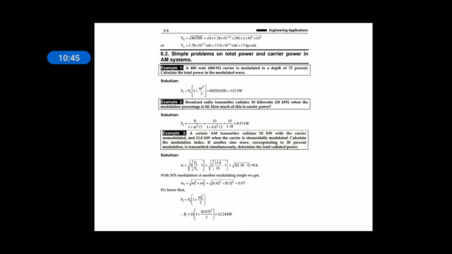Remember, when they provide M in terms of percentage, you should convert it into a value. If it is 50%, M is 0.5. If it is 25%, M is 0.25.